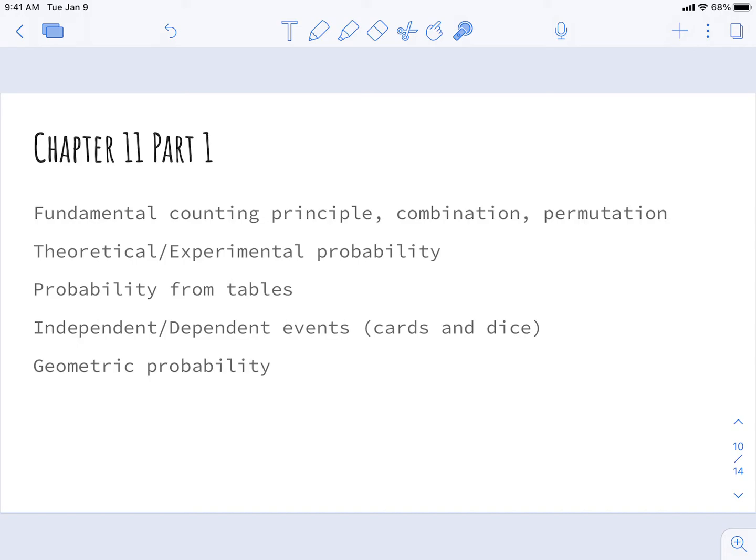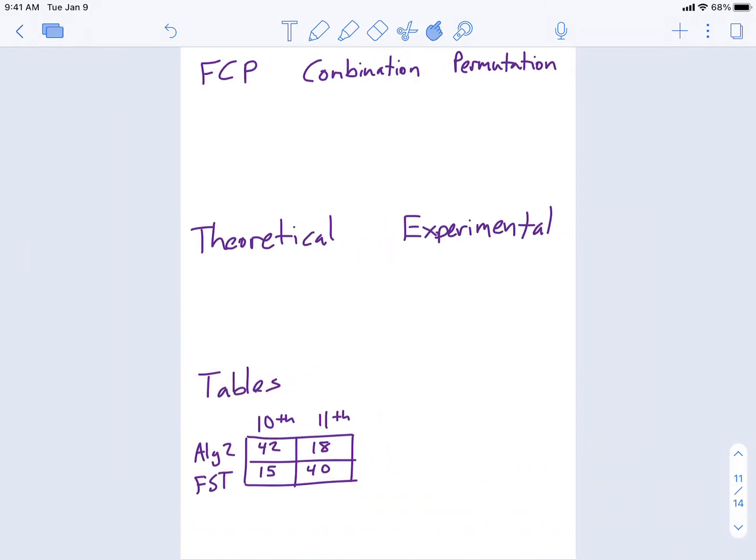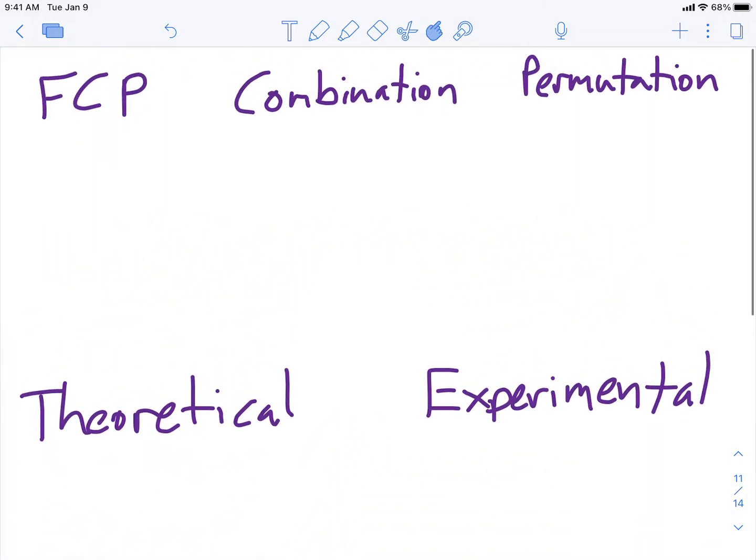First thing that we did was fundamental counting principle, combination, permutation, like how many different ways can things happen. We covered theoretical and experimental probability, what's supposed to happen, what actually does happen, probability from tables, independent and dependent events. This really means the card and dice problems, and then geometric probability. So taking a look at this, fundamental counting principle, combination, and permutation.